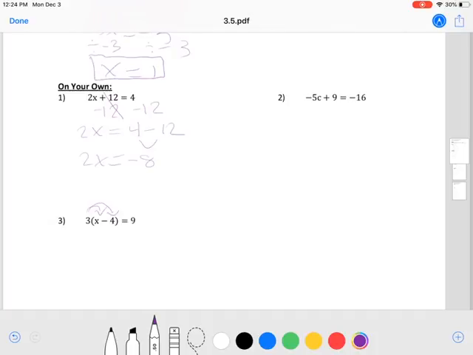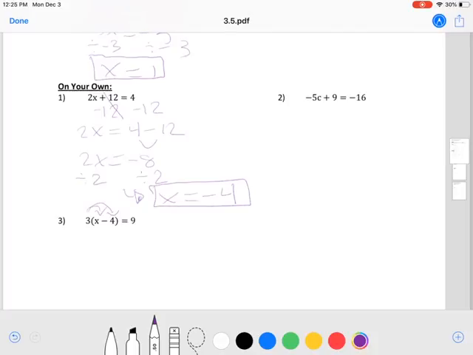I'm going to undo the multiplication by dividing. So I'm going to divide positive 2 from both sides. And I'm going to be left with x equals negative 4, because negative 8 divided by positive 2 is negative 4. All right, let's try number 2.